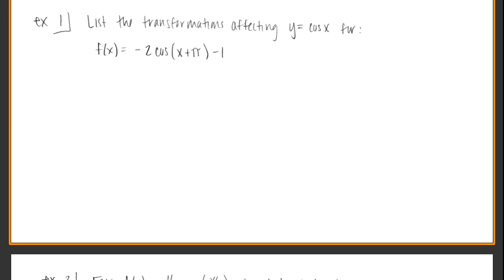Okay, well, your options, if I didn't say what the basic function was, like obviously I tell you right here, list off the transformations affecting cosine x, but if I didn't give you, your options are only going to be y equals cosine x, or y equals sine x. And obviously, since the word cosine is written right in there, that's what we're going to be starting with. Okay, so we're going to start with y equals cosine x, and everything else that you see up there is going to be a transformation. We want to do it in order.